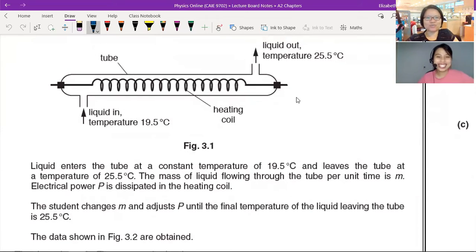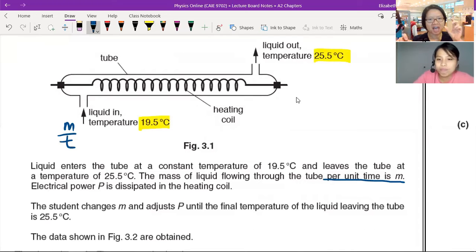So liquid enters the tube at a constant temperature, 19.5 degrees Celsius, and leaves the tube at 25.5 degrees Celsius. The mass of the liquid flowing through the tube per unit time is m. If I'm a student now, I would underline this. Normally, mass per unit time, we use m over t, but now m over t is equal to m. I purposely confuse you. So m equals m over t, or maybe change in mass over t. Basically, you have to be careful in how you write your symbol so you don't get confused.